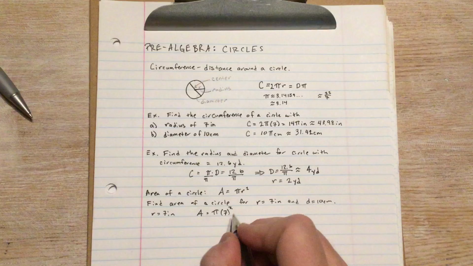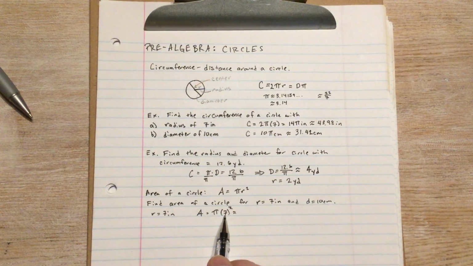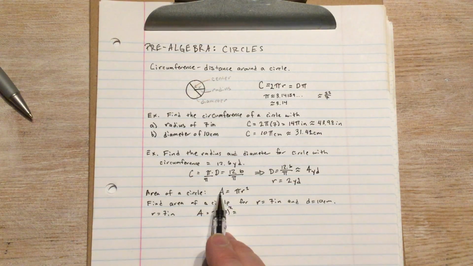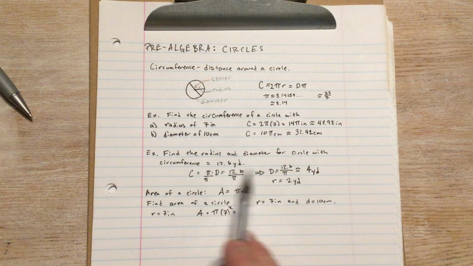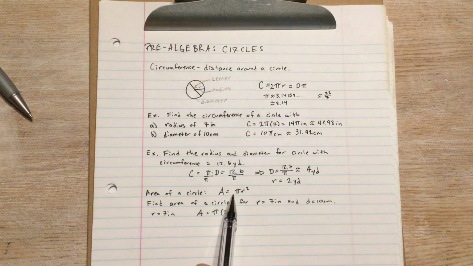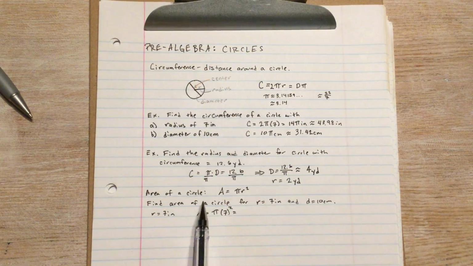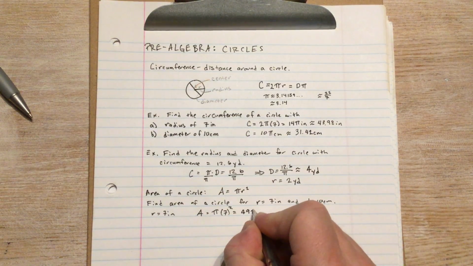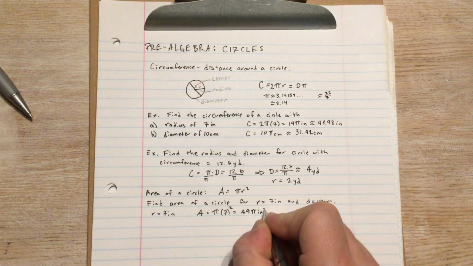I should put inches in there, because what's going to happen is when you square 7 inches, you get inches times inches, which gets you inches squared. So area is not linear. For example, it's not a measurement. I can't take a ruler and measure the area. So it actually covers a space, kind of like a piece of paper. And so this is 49 pi inches squared.